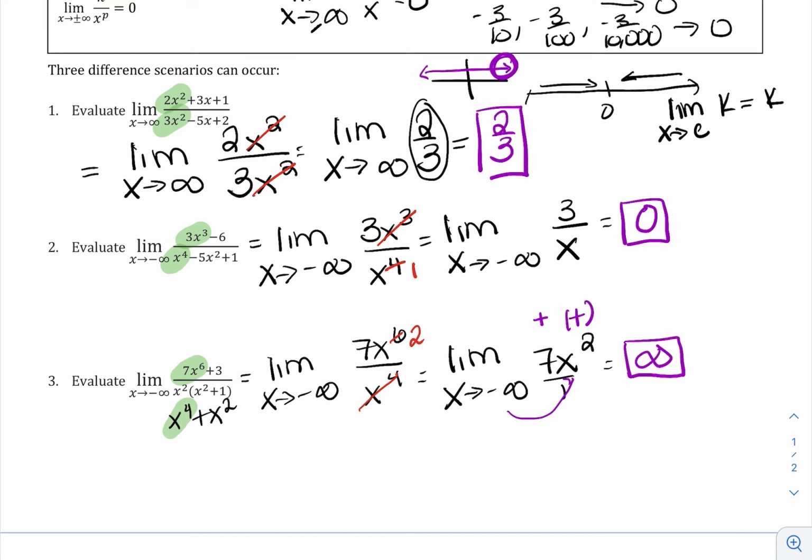So this is just as a side note. I'll write it on the side. This would have a horizontal asymptote at y equals 2/3. This would have a horizontal asymptote at y equals 0. And this would have no horizontal asymptote. But keep in mind, that's not the answer to your limit. The answers to your limit are 2/3, 0, and infinity. If it then asked you if it had a horizontal asymptote, you would write it as y equals.